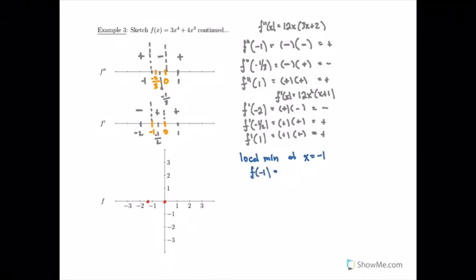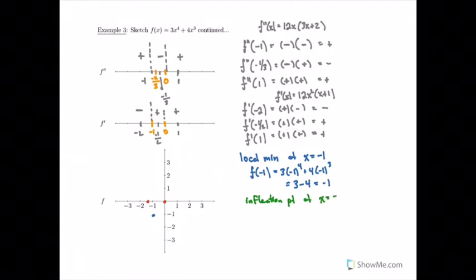And we can actually find what value that's going to be pretty easily. f of -1 is going to be 3 times -1 to the 4th, plus 4 times -1 cubed, which will give us 3 minus 4, -1. Then at -2/3, we have an inflection point. And at x equals 0, the concavity changes at that point.